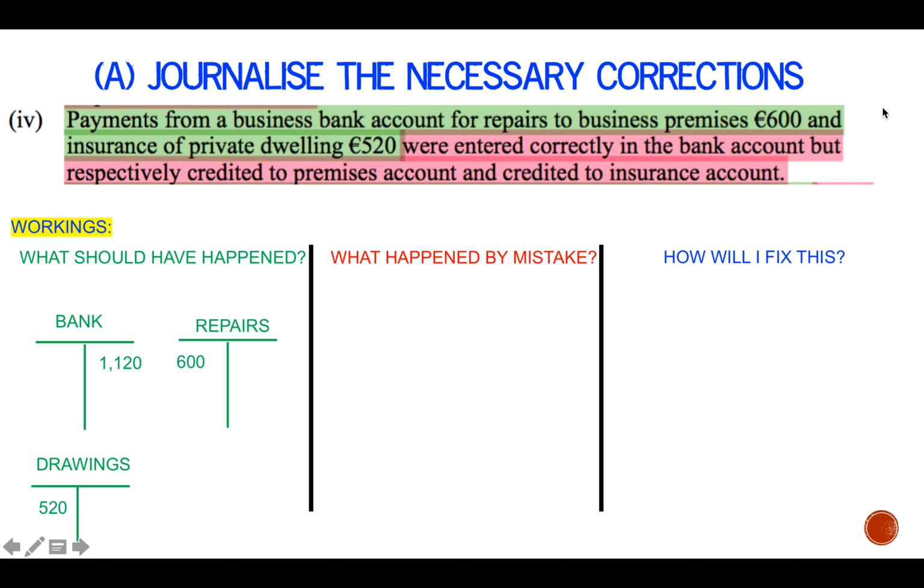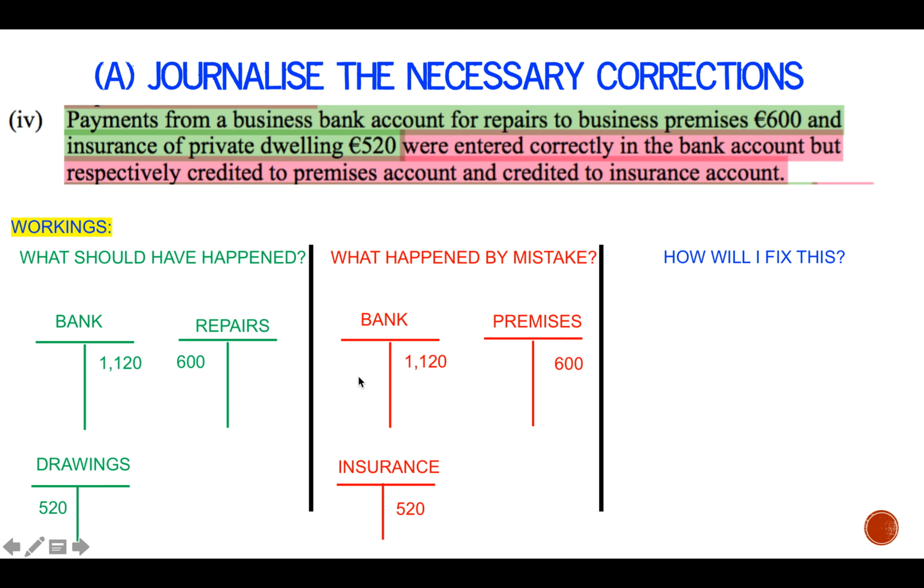So what happened? They were entered correctly in the bank account, but respectively credited to premises account and credited to insurance account. So this is what happened by mistake. So the bank account, that was entered correctly, so we don't need to do anything with the bank account. So that was what they did. But they credited to the premises account. Okay, so they said that that is like selling €600 worth of premises. And then they credited the insurance account as well. So that is like the expense insurance reducing as well. So that's completely wrong. Completely wrong accounts and on the complete wrong sides as well.